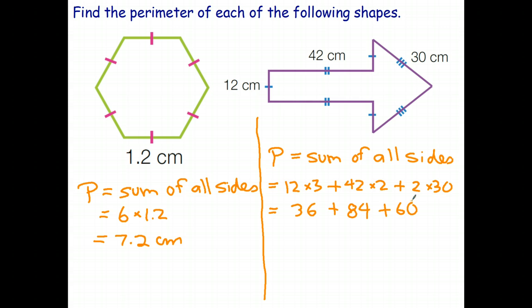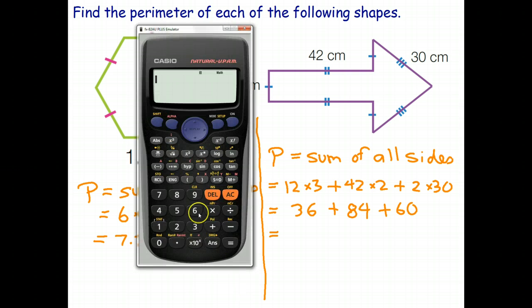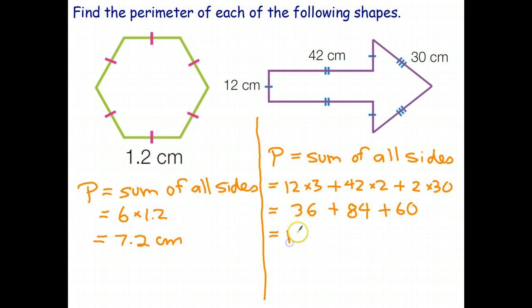So I could have just gone ahead and typed that into the calculator. In fact, I'll do that just for practice, or I can just work that out in my head. But I'll use the calculator just to show you how we do it, in case you've forgotten. So I've got 36 plus 84 plus 60. And I get 180. And don't forget the units. Again, we're working with centimeters. So there we go.